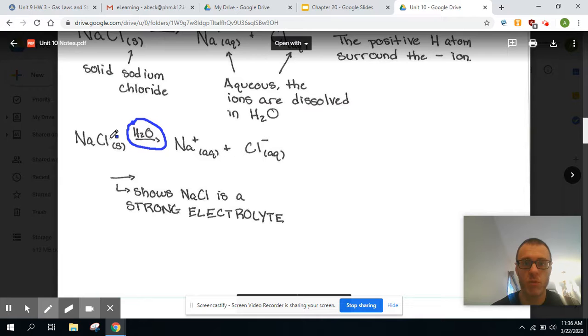We put sodium chloride in water. You guys know this. Bang, you get Na+ and Cl-. There's none of it that sticks together. This arrow right there shows that NaCl is a strong electrolyte. All of it breaks apart. NaCl will conduct electricity when it's dissolved in water.